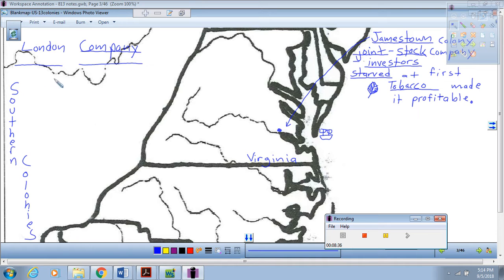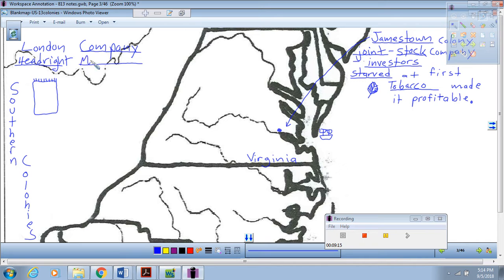Once it was discovered that Jamestown and the soil around it could grow tobacco, the London Company sought to increase the amount of settlers there. And the way in which they chose to increase the amount of settlers there was by instituting a policy that was known as the Headright Method.